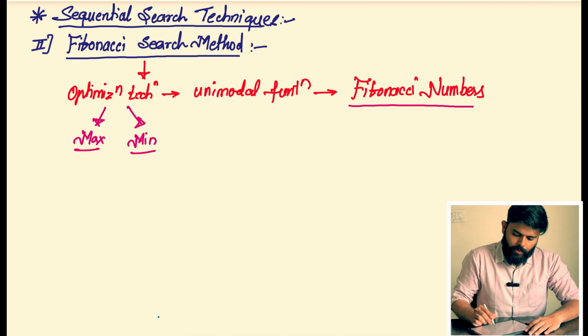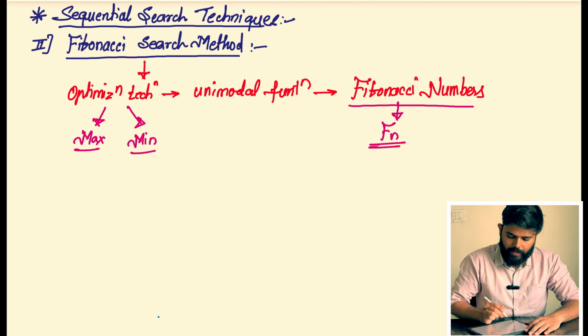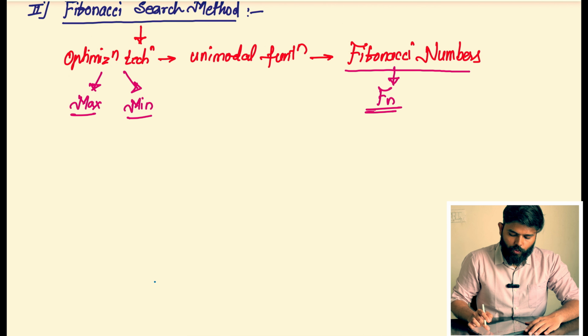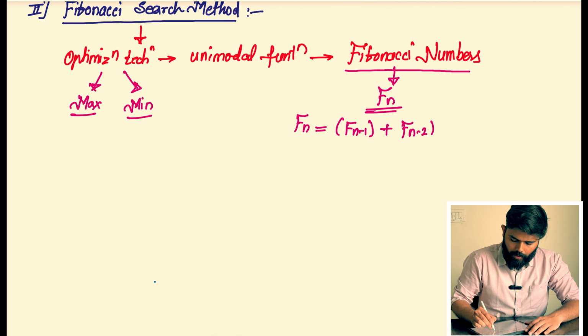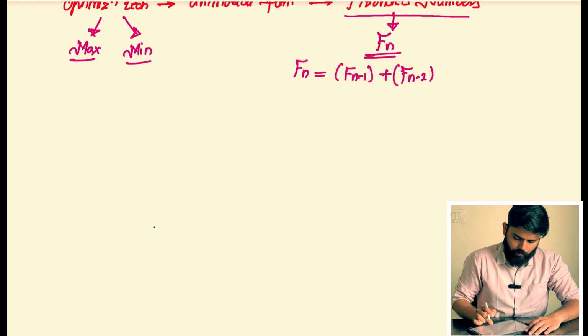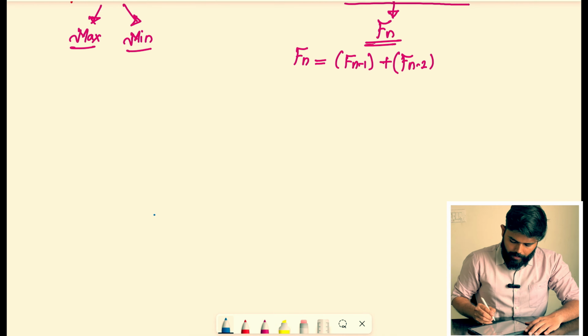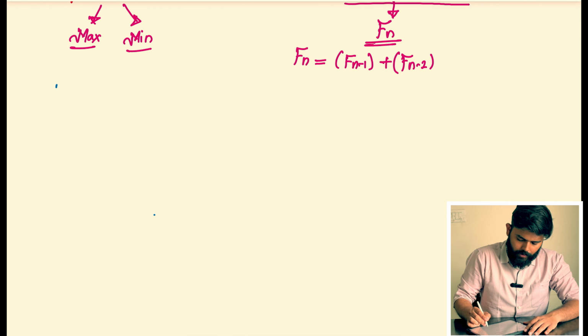Okay. Next, the Fibonacci numbers are represented in terms of Fn, where F represents the Fibonacci and n represents the position of the number whose Fibonacci value is to be found out. And the generalized formula for Fn is Fn equals Fn minus 1 plus Fn minus 2. So let us write down some useful Fibonacci series numbers. So F0, that is Fibonacci of 0th position, is always 0.